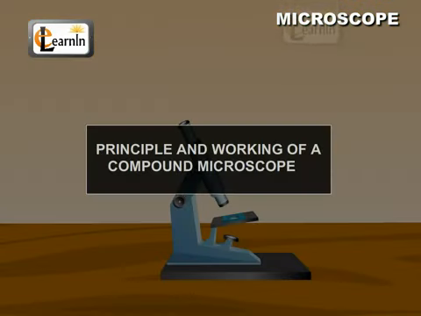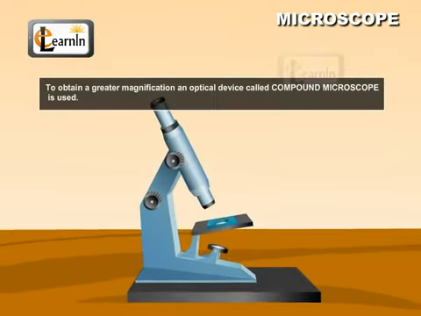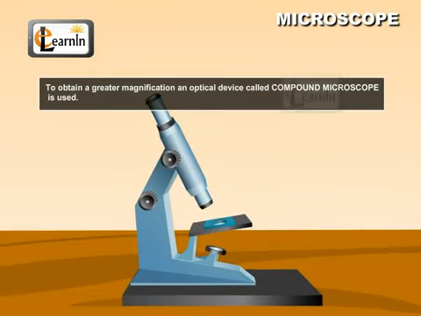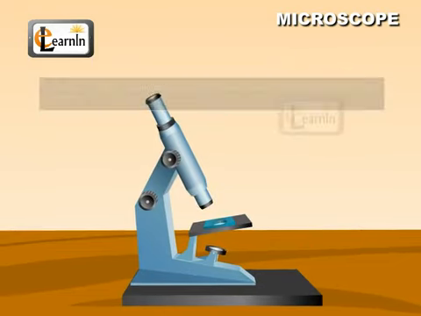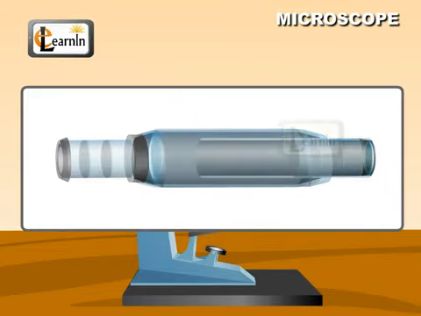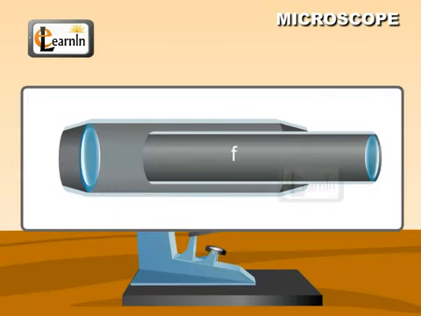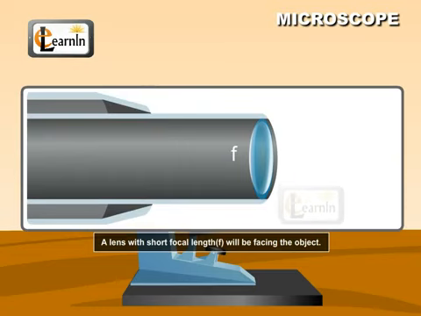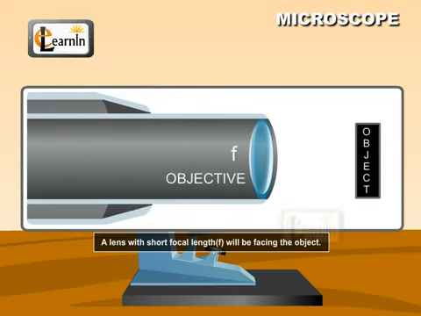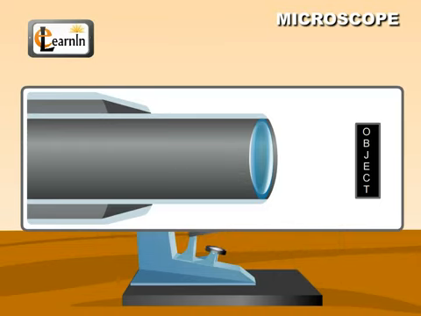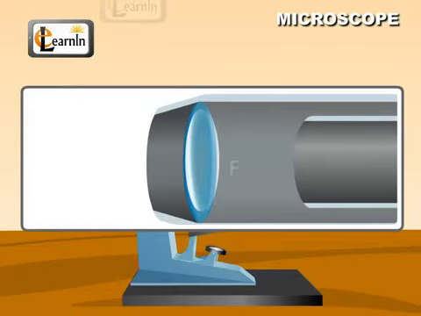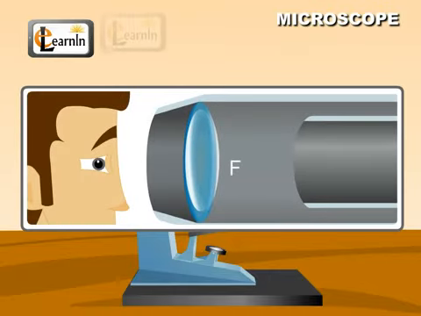Principle and working of a compound microscope. To obtain greater magnification, an optical device called a compound microscope is used. A compound microscope is a combination of two convex lenses whose focal lengths are different. The lens with the short focal length f will be facing the object. This lens is called the objective. The lens with the large focal length F is used for viewing the object, and this lens is called the eyepiece.